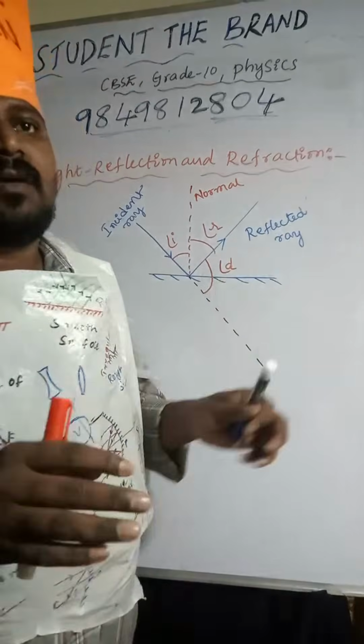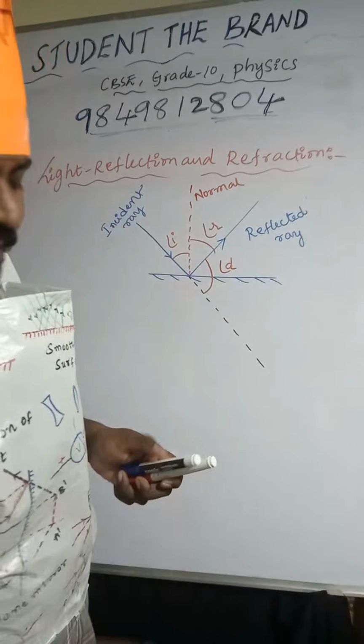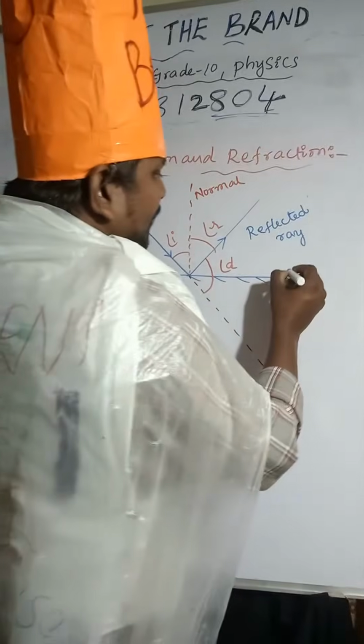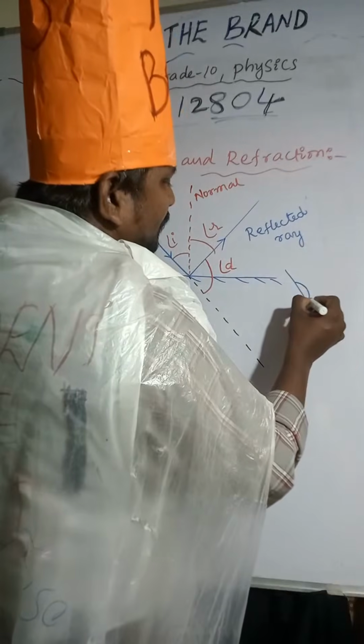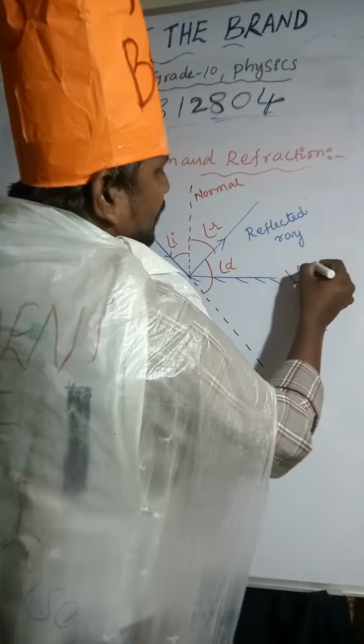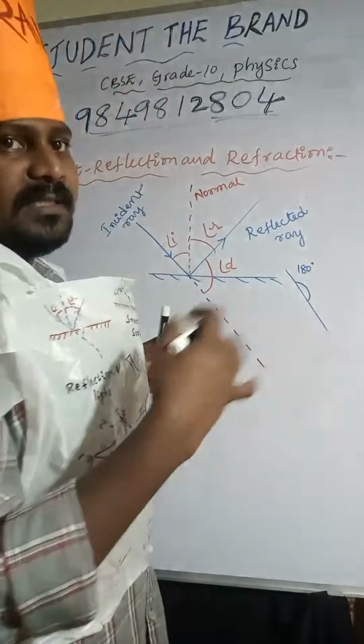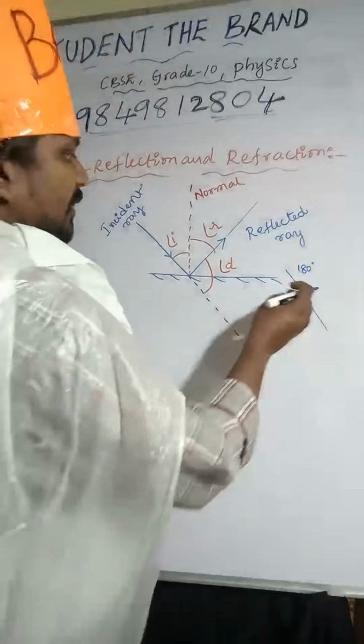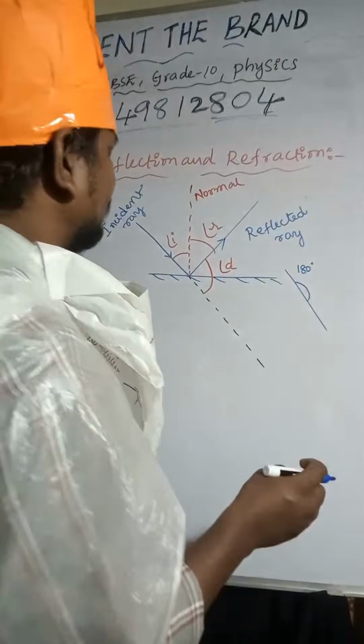On a linear line, what is the angle? If you take a linear angle, it is 180 degrees.